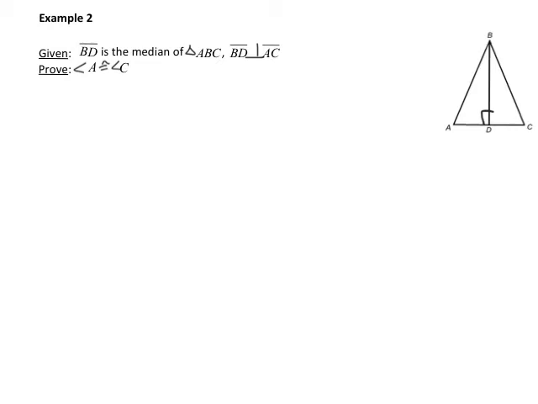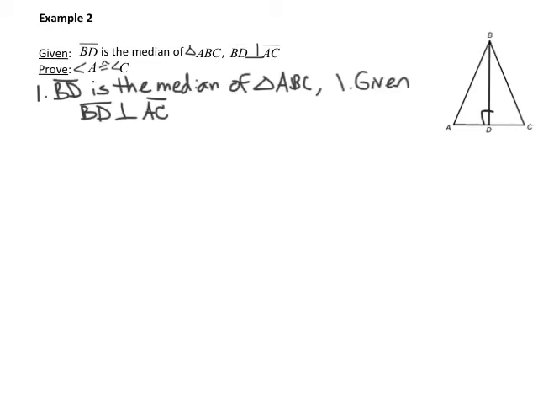So we'll start off by writing our given. So we have all that written down. BD is the median of triangle ABC. BD is perpendicular to AC. That's all of our given. So let's start off with getting something easy. BD is going to be congruent to BD. Everybody can get that, I think. BD is congruent to BD, and that is the reflexive property.